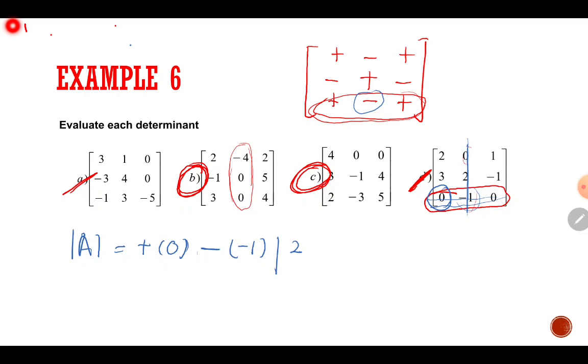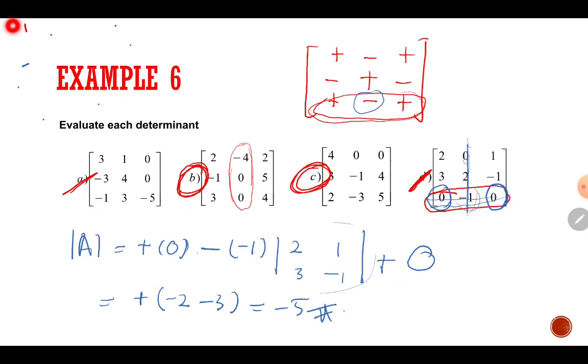Third row, second column: 2, 1, 3, negative 1. And then plus with again here 0, so letak je lah kosong, tak payah nak tulis benda ni. Then we will get the answer: negative darab negative 1 is positive, and then we have positive here, we have negative 2 minus 3. So the answer is equals to negative 5 for D. Okay, we get the answer here is equals to negative 5.